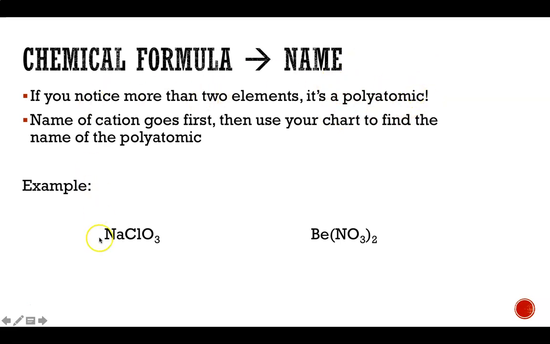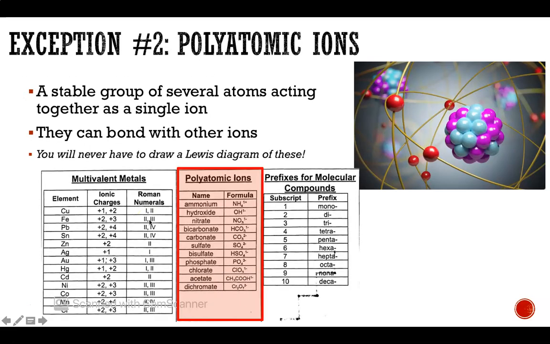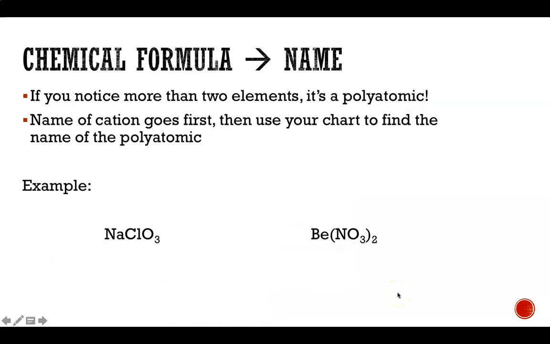Usually the cation, the metal, is going to be first, and then it's going to be followed by the polyatomic. So in this case, ClO3 is our polyatomic. And if we go back to our chart and we look for ClO3, we can see it right there. So ClO3 is chlorate. We're going to use that name instead of, like, we wouldn't say chlorine oxide, we use this name instead. So the name of this ionic compound with a polyatomic in it would be sodium chlorate. So we still have sodium first, and then the name of our polyatomic from our chart.